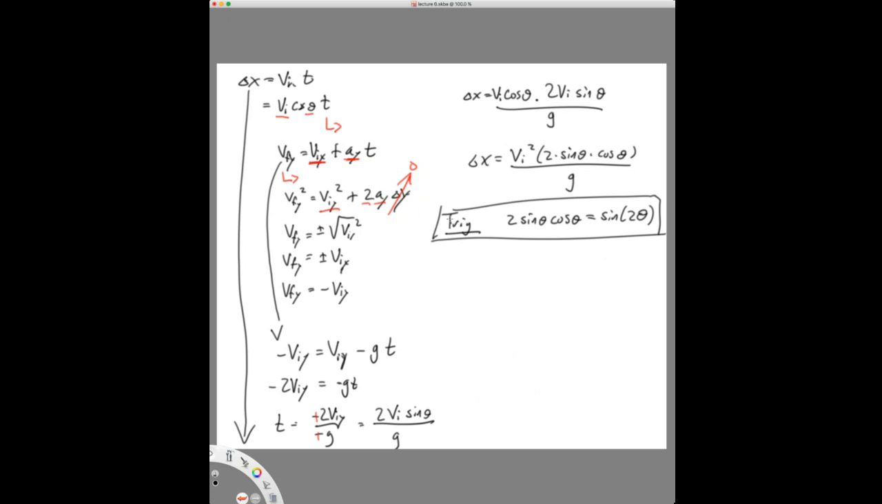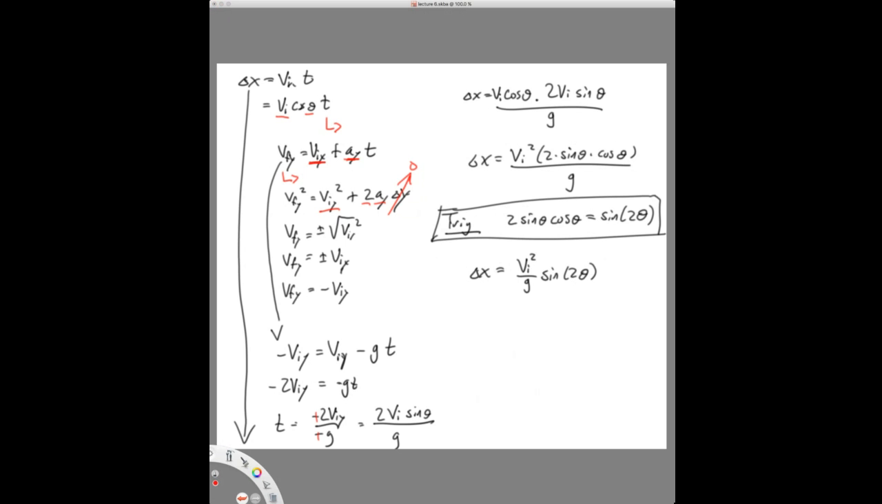So you don't even need to know that identity, but it's useful to use it right now because it can give us a simpler form for this equation. That form is delta x equals v initial squared over g times the sine of 2 theta. So I'm basically taking all of this stuff outside of the fraction and replacing it with sine of 2 theta.